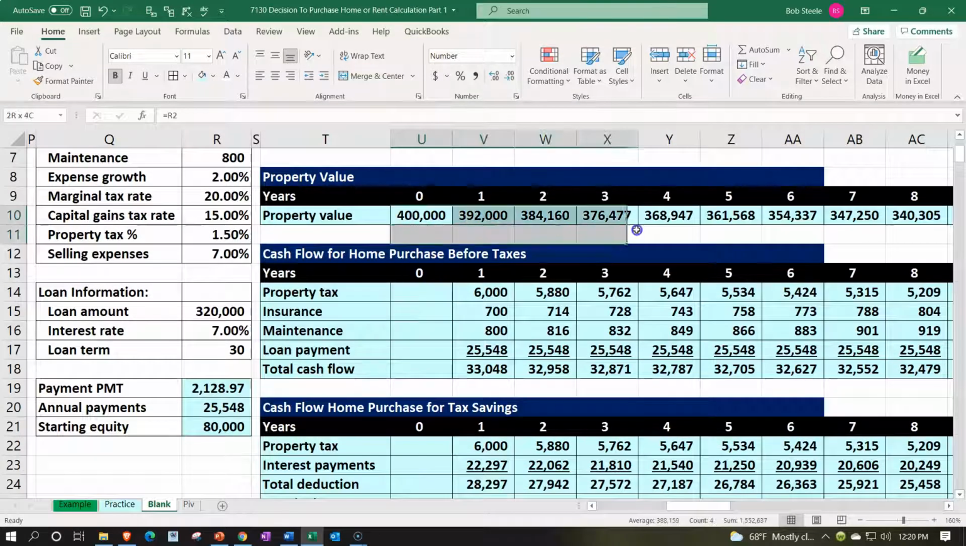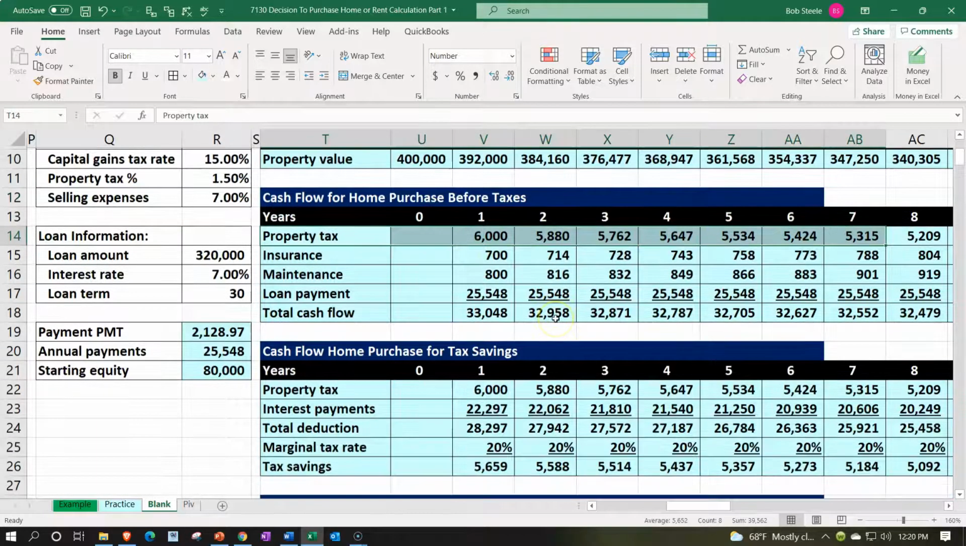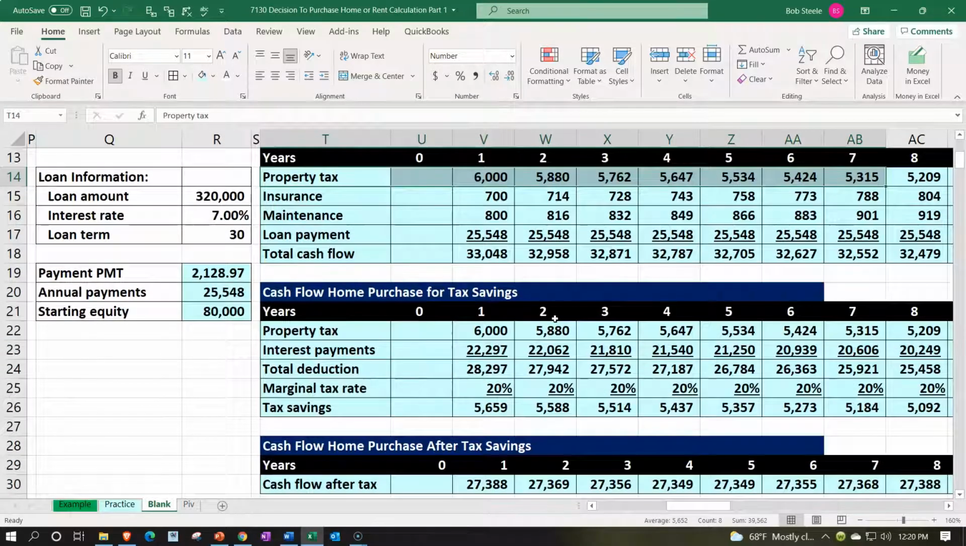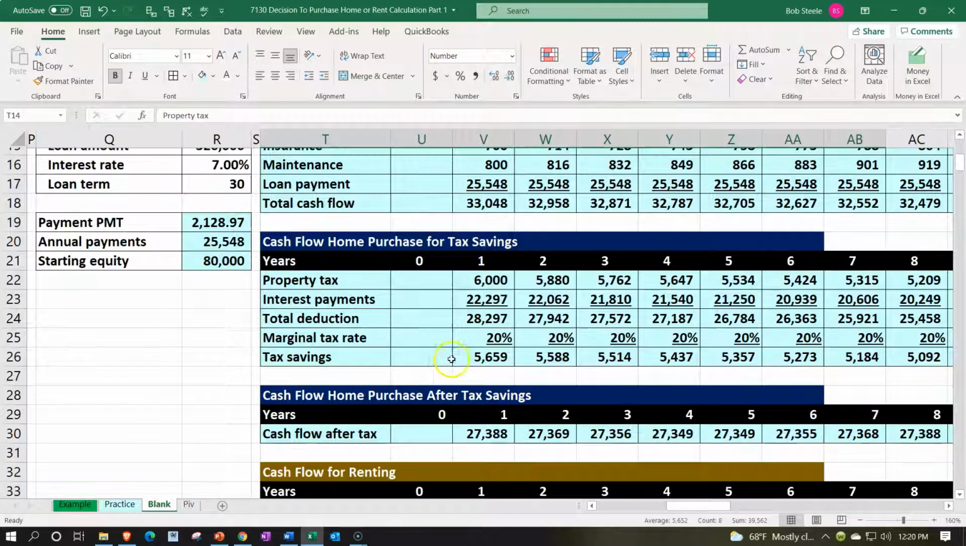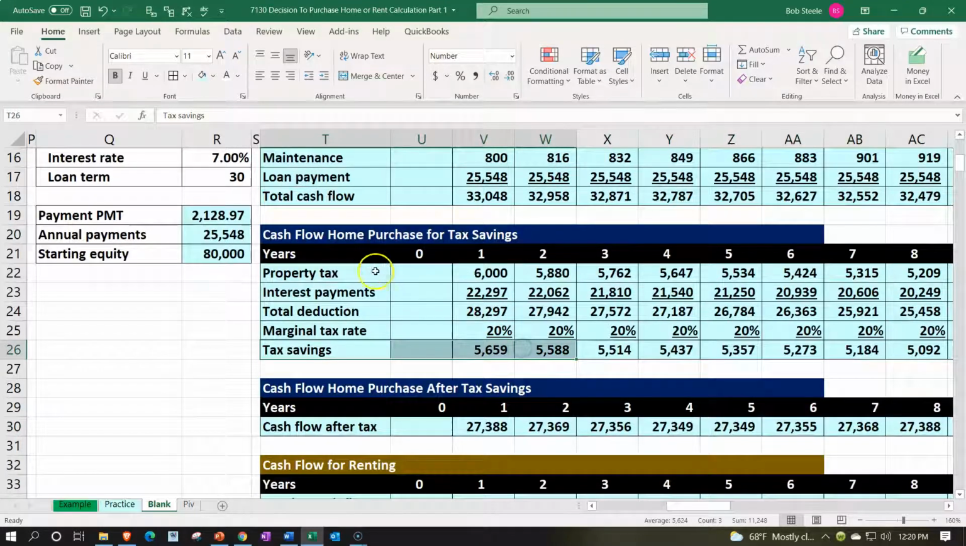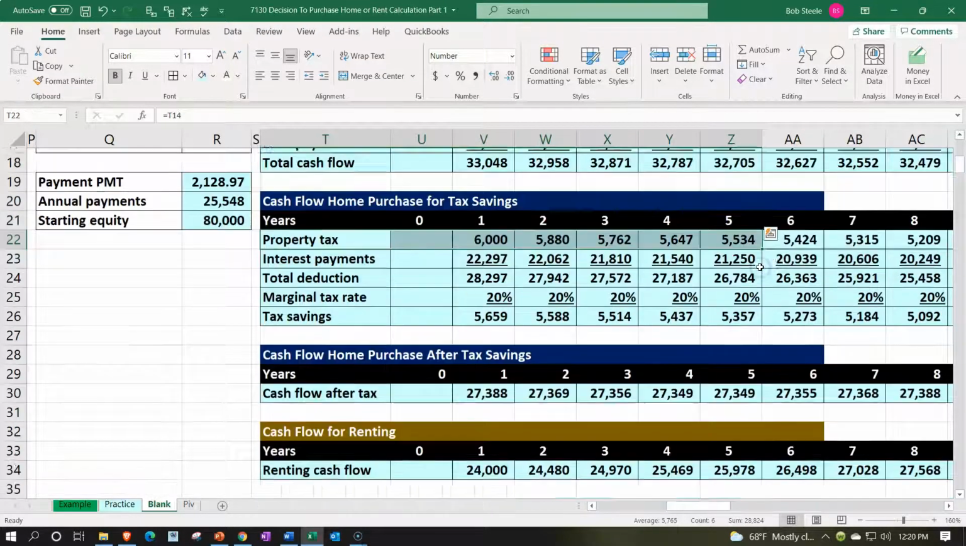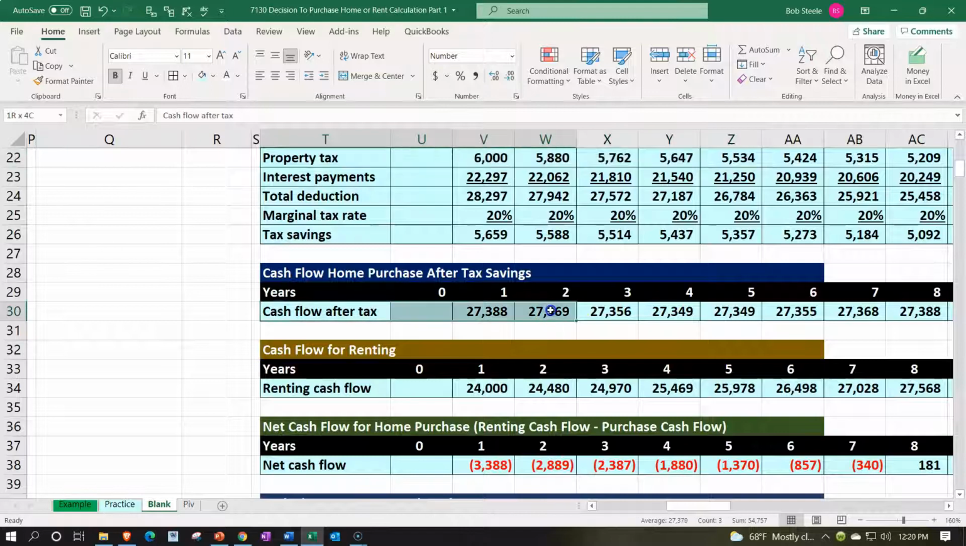The loan summary then is going to be, in essence, the same. The property value now decreasing in value, and it's doing it automatically by that 2% decline. The cash flow from the home purchase before taxes calculation, basically the same, but the property taxes are actually going down if they reassess the property taxes as the property went down. And then we got the cash flow from the purchase for tax savings. So we got the tax implications, which could have an impact with regards to the property value going down. We got the cash flow after taxes.